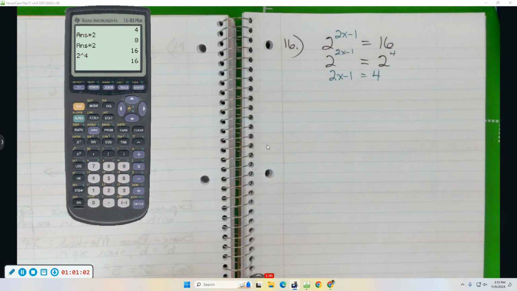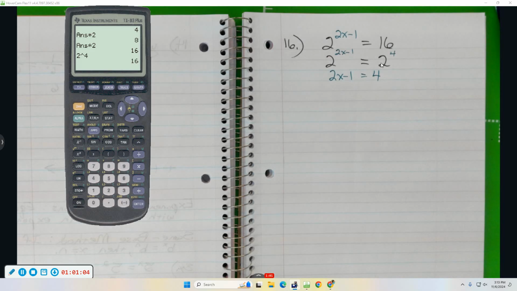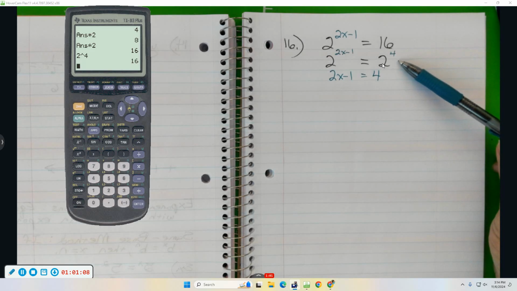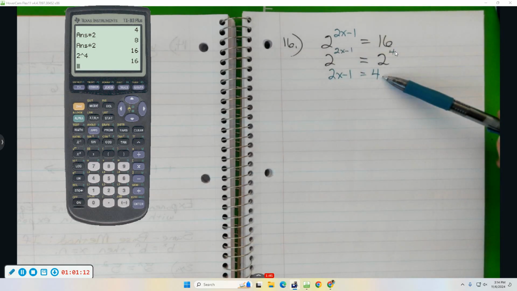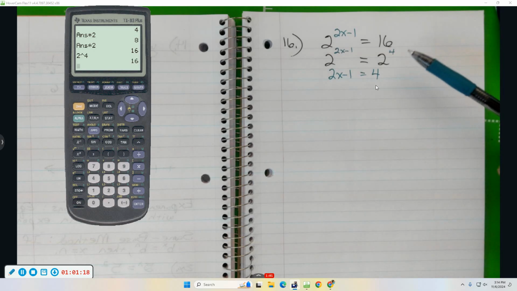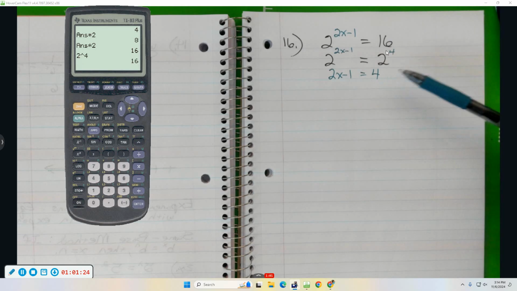So you're dropping the big 2's. You drop the base. Once you have the same base on both sides, you drop the bases. You set the powers equal. And this is just a little linear equation that's simple enough to solve. The work for these will be getting the common base. Once you get the common base, the rest of it is algebra that should fall out pretty quickly.